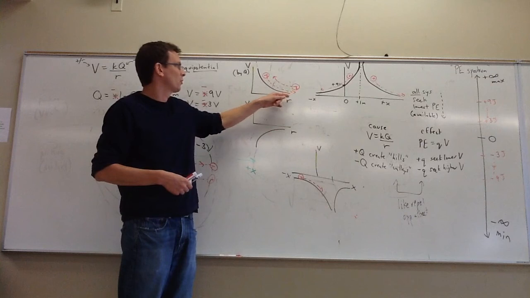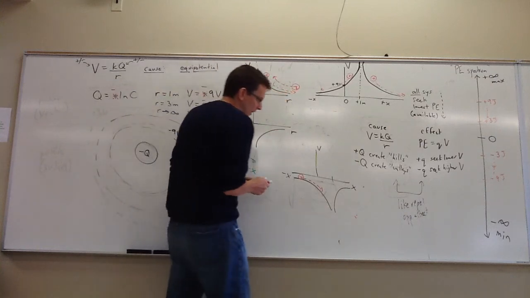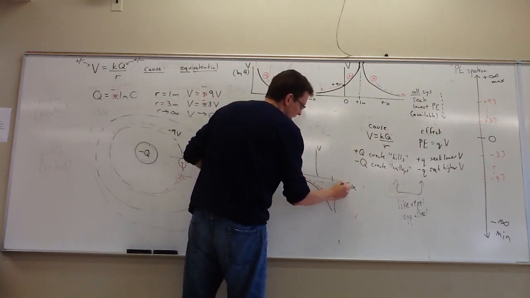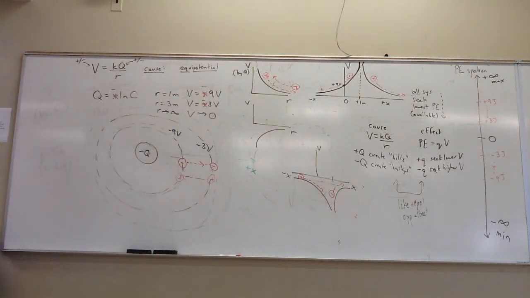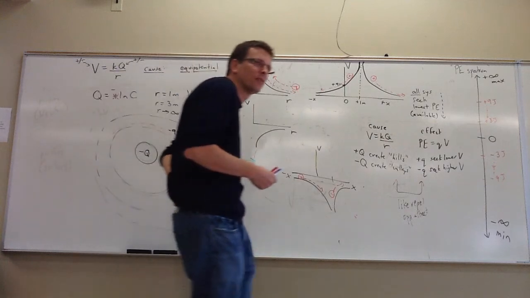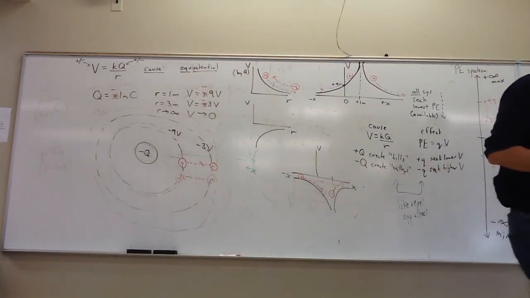So negative charges like to roll up hills. They also like to climb out of valleys. They like to climb out of valleys because other negative charges make them. And they like to climb to the top of hills because those are made by charges they do like. Okay?